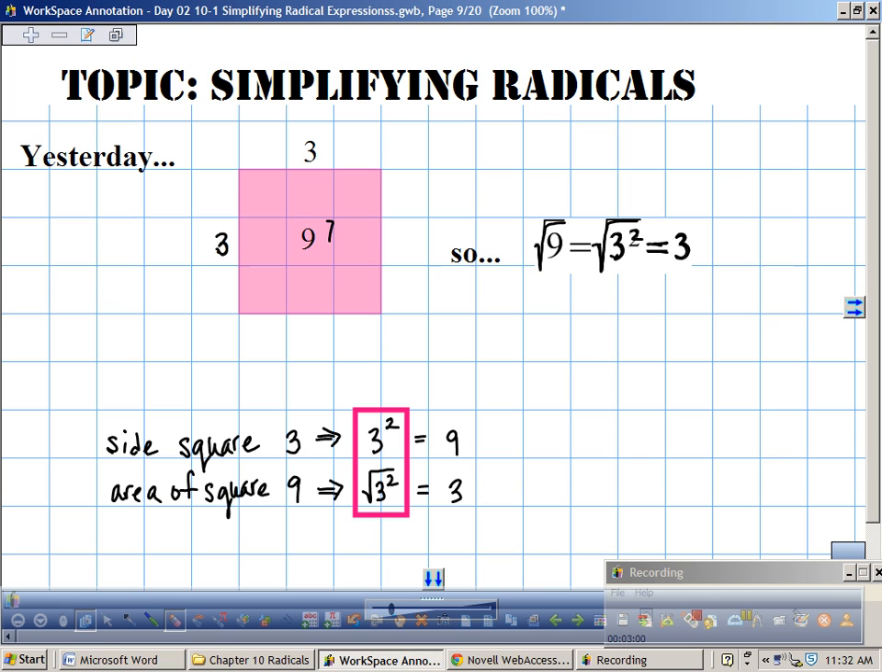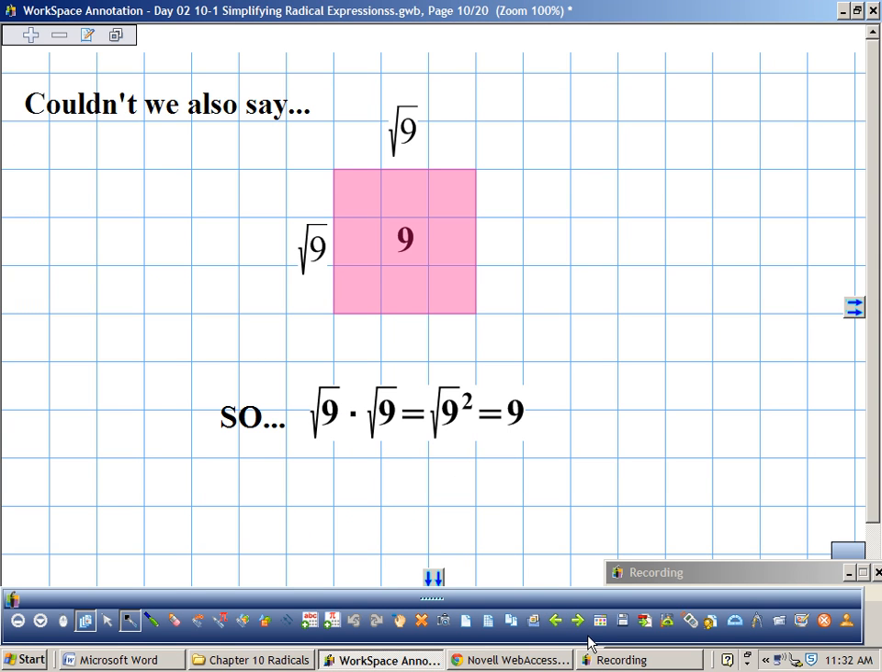So, basically, what this is all saying to us is that if I have the area of a square, then the side of that square is the square root of that number. Okay. Let's move on.